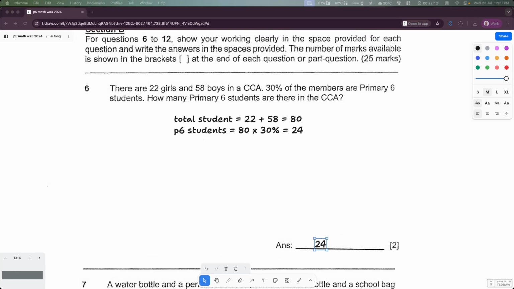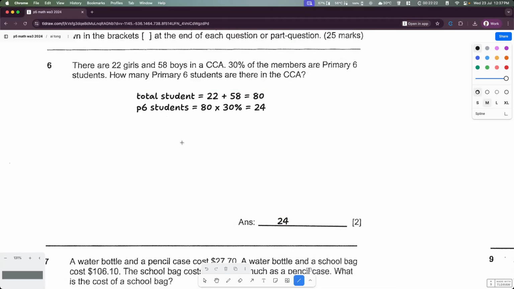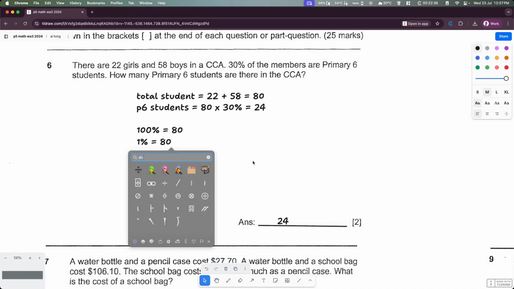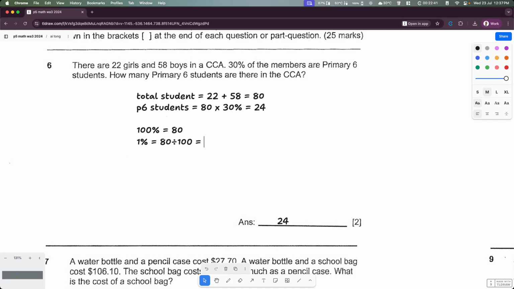So that's the cool thing about using a calculator. Easy peasy. If you don't want to use the calculator, there is another way, right? Essentially, we know that 100% is equal to 80. 1% is equal to 80 divided by 100, which in this case is equal to 0.8. So if you want 30%, you can have 30 times 0.8, and this will give us 24. There you go.